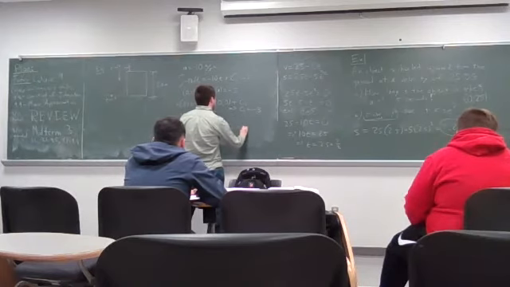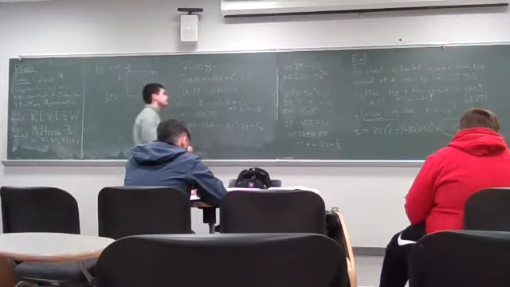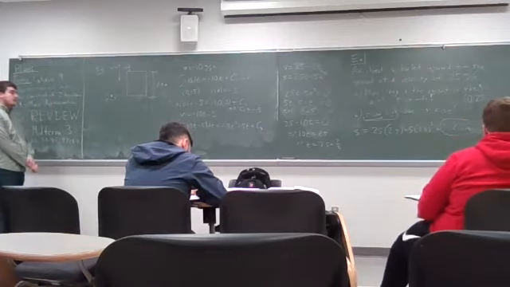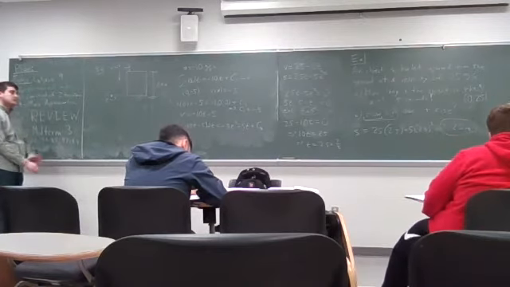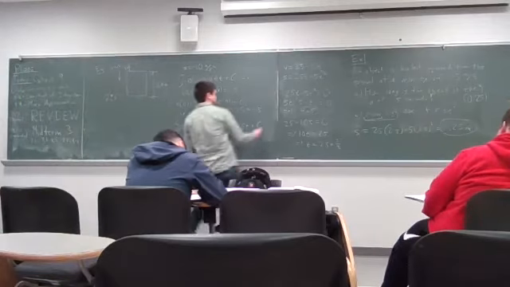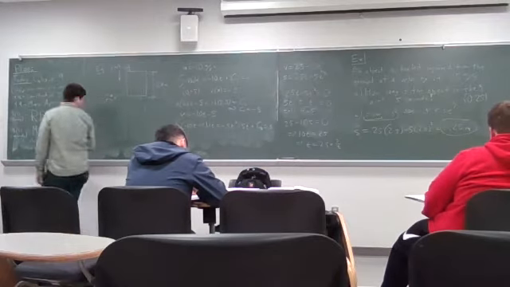-5t squared minus 5t plus some C2. Okay. Now, so this is my position, right? What do I do now? Is there anything I know about the position? Send it to 0.